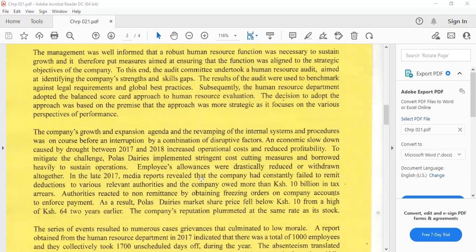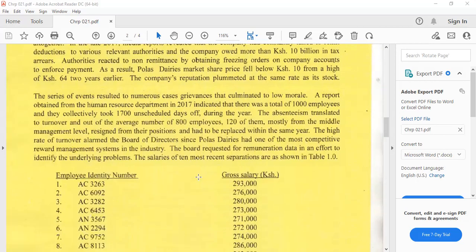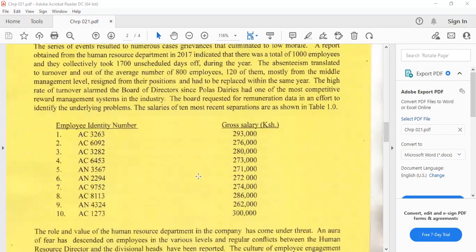Authorities reacted to non-remittance by obtaining freezing orders of the company accounts to enforce payment. As a result, Paula's Dairies' share price fell below 10 shillings from a high of 64 shillings 2 years earlier. The company's reputation plummeted at the same rate as its stocks. The series of events resulted in numerous grievances that accumulated to low morale.